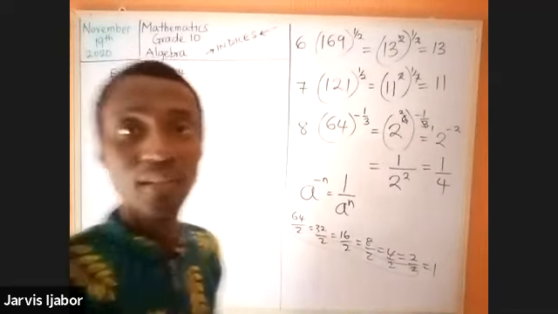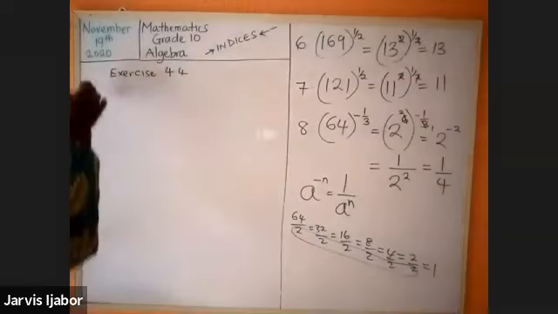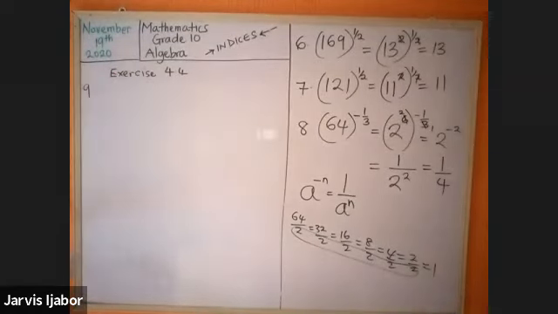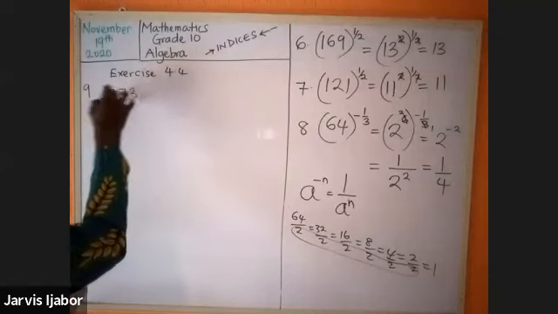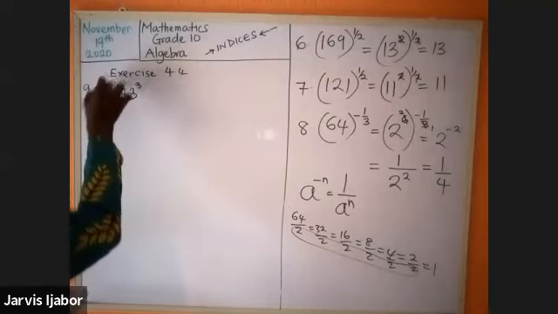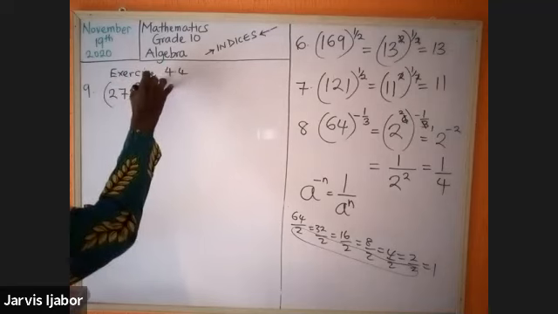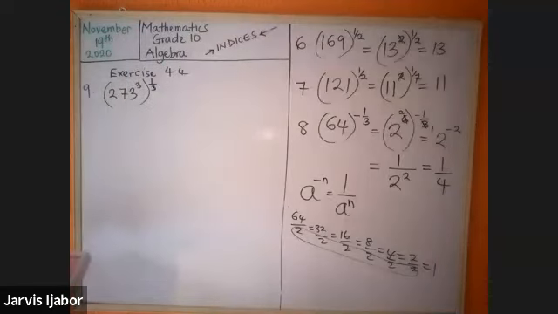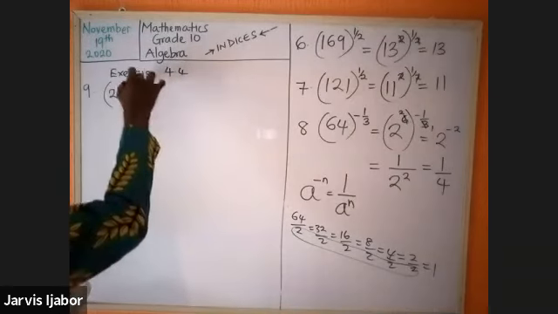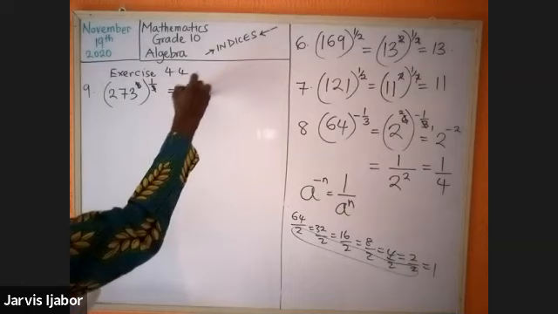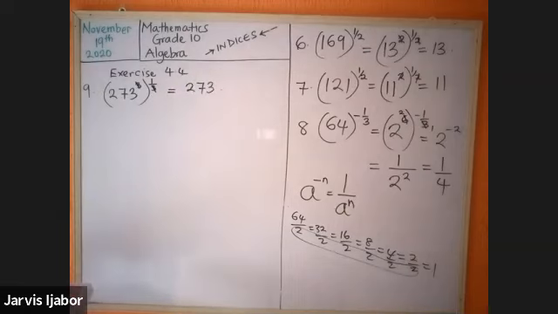Okay, so that's question 8. So let's go to question 9. In question 9, you have 273 raised to the power of 3, or raised to the power of 1/3. So how do you handle that? Very straightforward. This will cancel this, and your final answer will be 273.